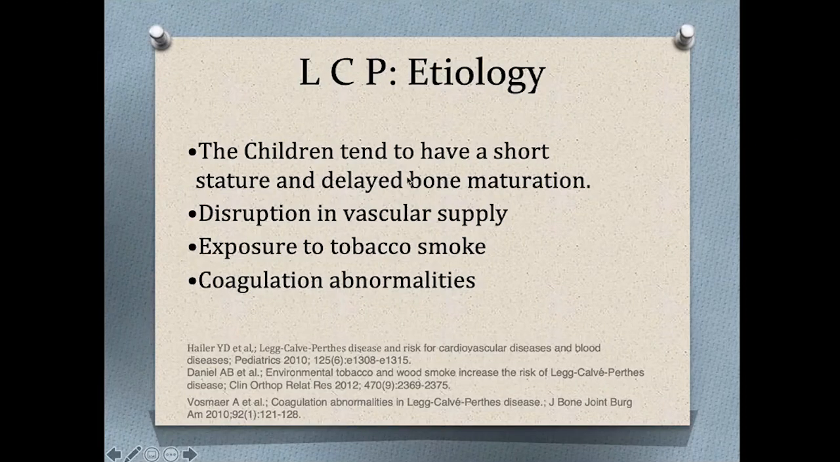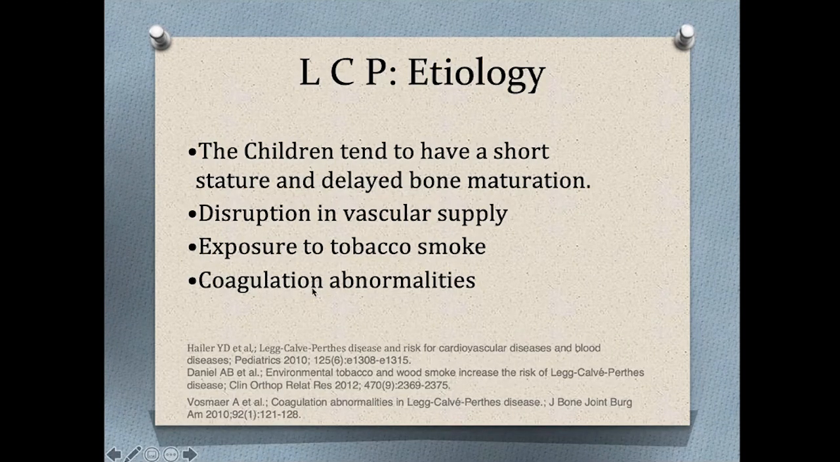Again, children tend to have a short stature. Mostly short stature children are affected, and they have a delayed bone maturation. Commonly it is due to disruption of vascular supply, and it has not been clearly established why this happens, and multiple theories are available for this. But children who are exposed to tobacco, even if they are not smoking but their parents are smoking, or in the vehicles they are sitting there are smokers, these children also have a high incidence of LCP.